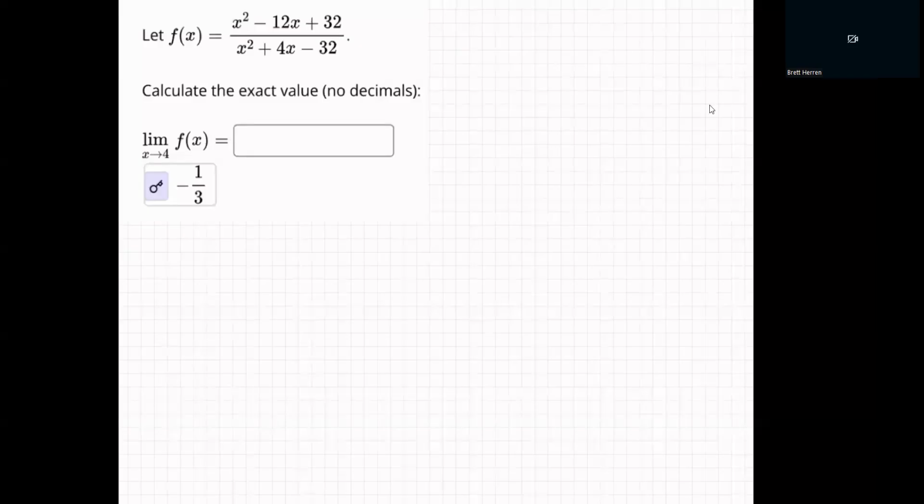Okay, so in this example, here's the function, and we're taking the limit as x goes to 4 of that function. You can start by just trying to plug in the 4. We've done that a lot, huh? You guess what you're going to get? 0 over 0, which is unclear. And so we have to do something else. What do we have to do? We've got to factor.